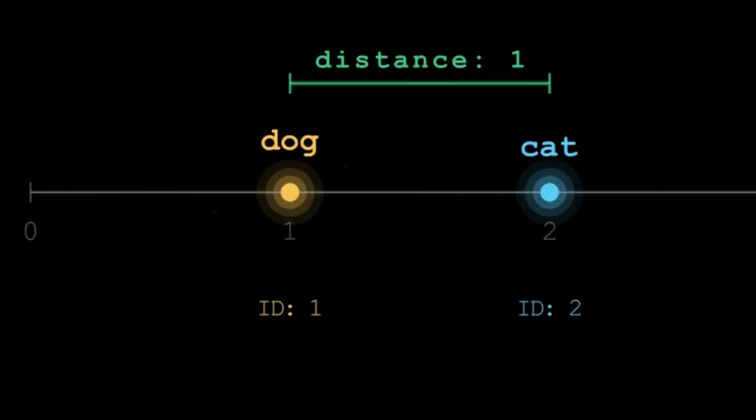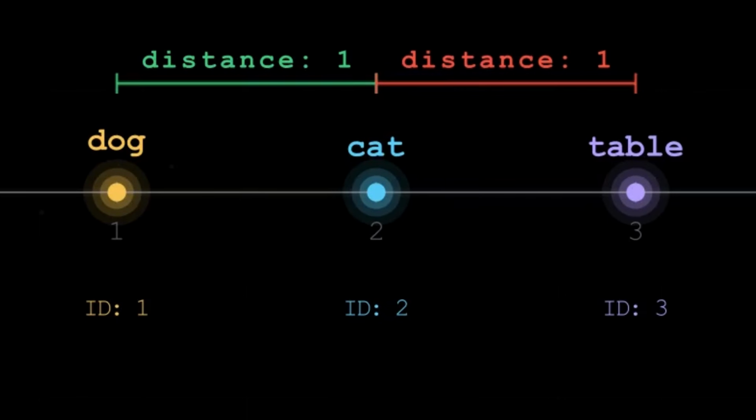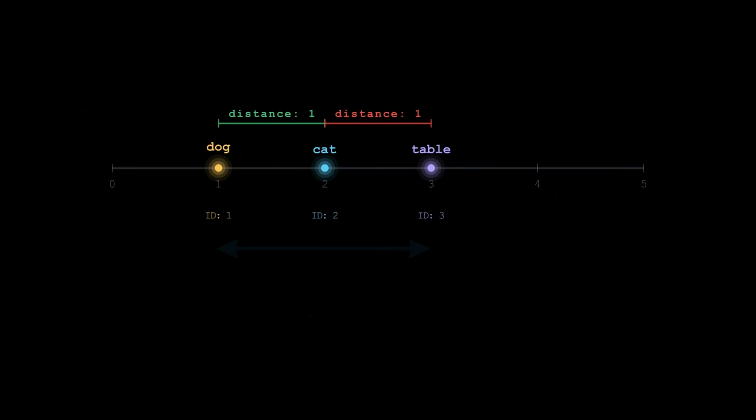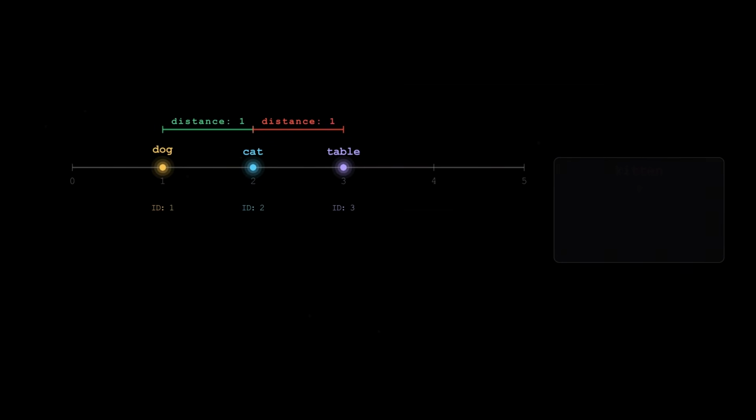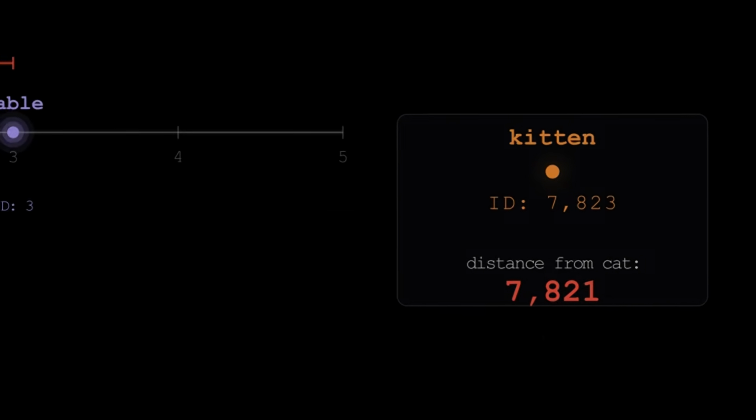Dog and cat are distance 1 apart. That seems right, they're both animals, but cat and table are also 1 distance apart, which means the computer thinks cat is just as related to table as it is to dog. And kitten could get assigned an ID number, let's say 7823, magnitudes away from the word cat. Okay, that didn't work. Let's try another attempt.